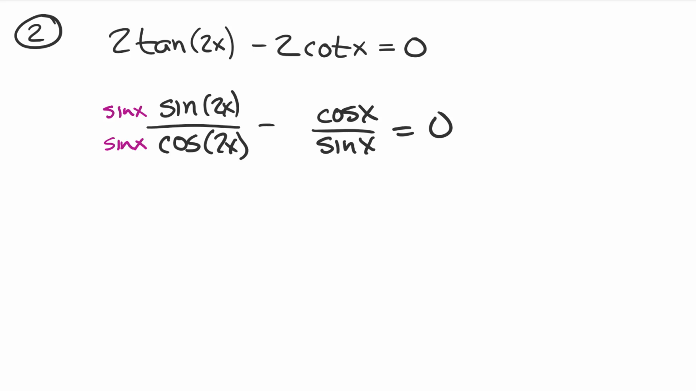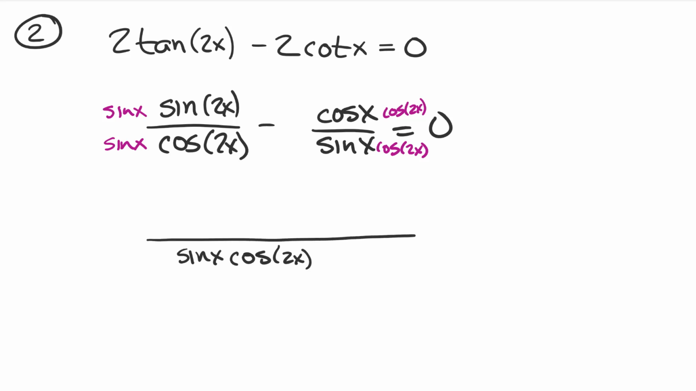So that'll match, and then we'll do cosine of 2x and cosine of 2x. All right. Now where are we gonna go with this? This is a beast. This is a rough one. So we got that denominator to be sine of x cosine of 2x. And now we have sine of x times the sine of 2x minus cosine of x times cosine of 2x. Cool, and it's set equal to 0.